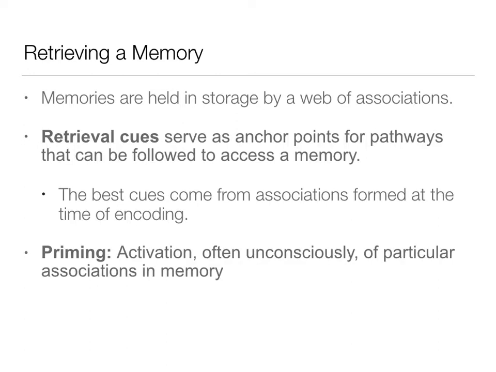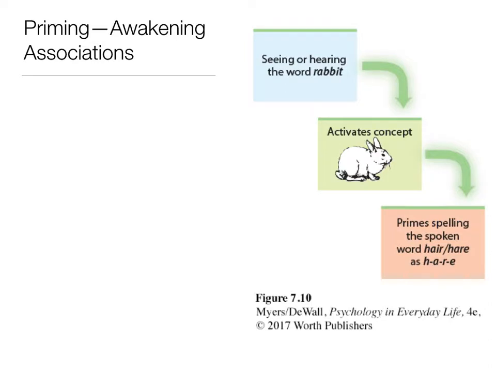Another thing that we can use is priming. Priming is kind of the activation, sometimes it's done unconsciously, of particular associations in a memory. And we'll talk about this a little bit more here. So priming really kind of awakens these associations we've made.